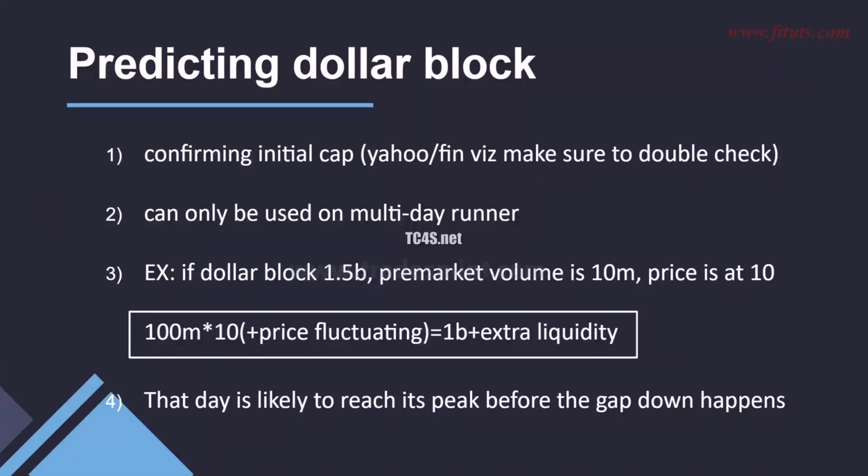So 100 million times the current price of 10, plus the price fluctuating after the market open. So you're looking at 1 billion at least for the dollar estimate without resistance, plus some extra liquidity because of that price fluctuation. That means today it's getting close to that 1.5, and that day is likely to reach the peak of the dollar block. Then on the next day, it's going to either follow with a gap down or break down today. As I said, for multi-day runners, each day has to trade more volume than the previous day, right?